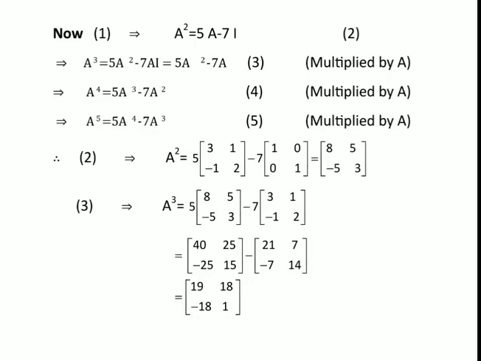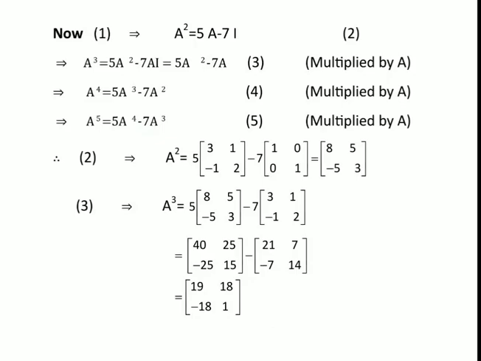Next we want A raised to 4. So multiplying on both sides by A to equation number 3, this implies A raised to 4 is equals to 5A cube minus 7A square. Again we want A raised to 5 also. So for this you multiply by A on both sides of equation 4. Then we have A raised to 5 is equals to 5A raised to 4 minus 7A cube.